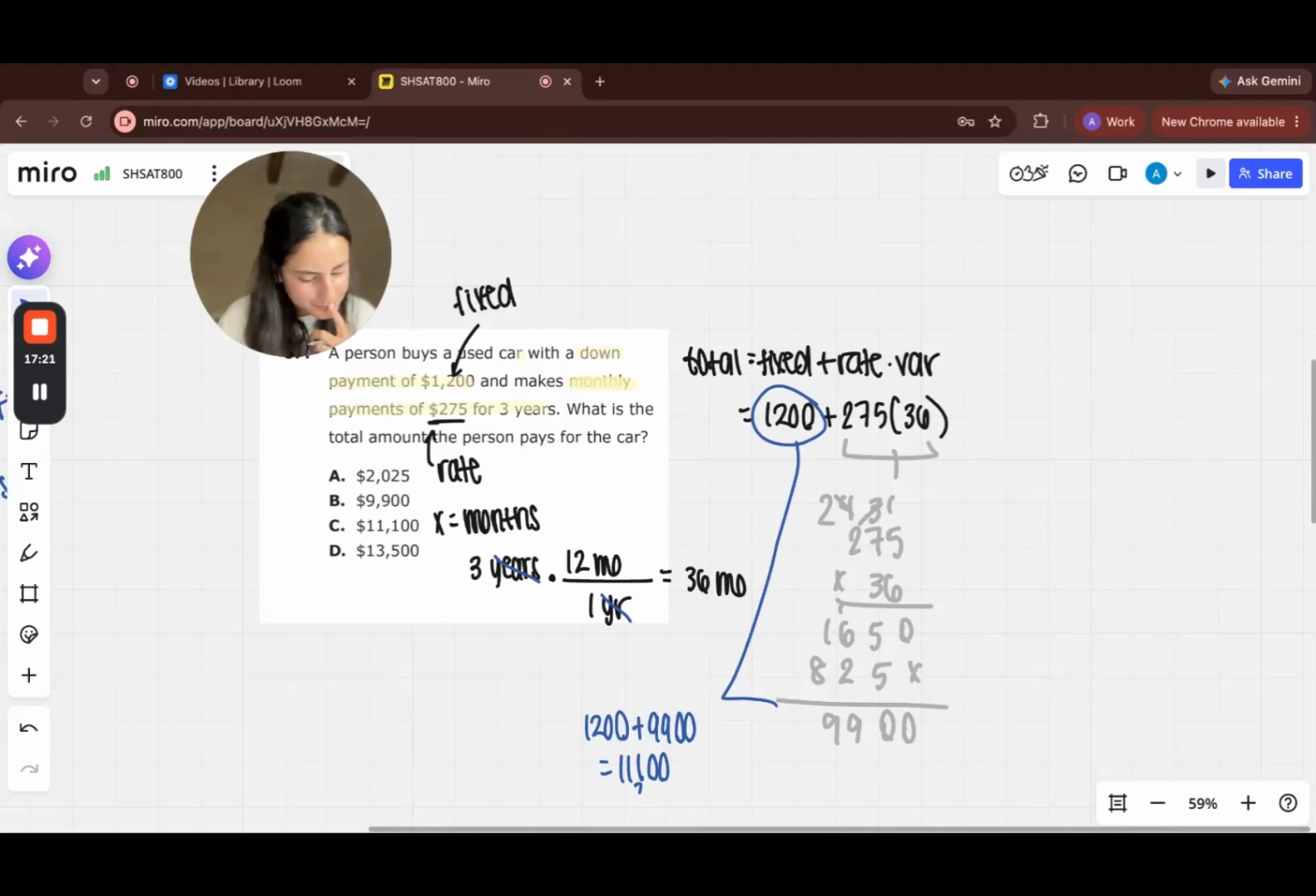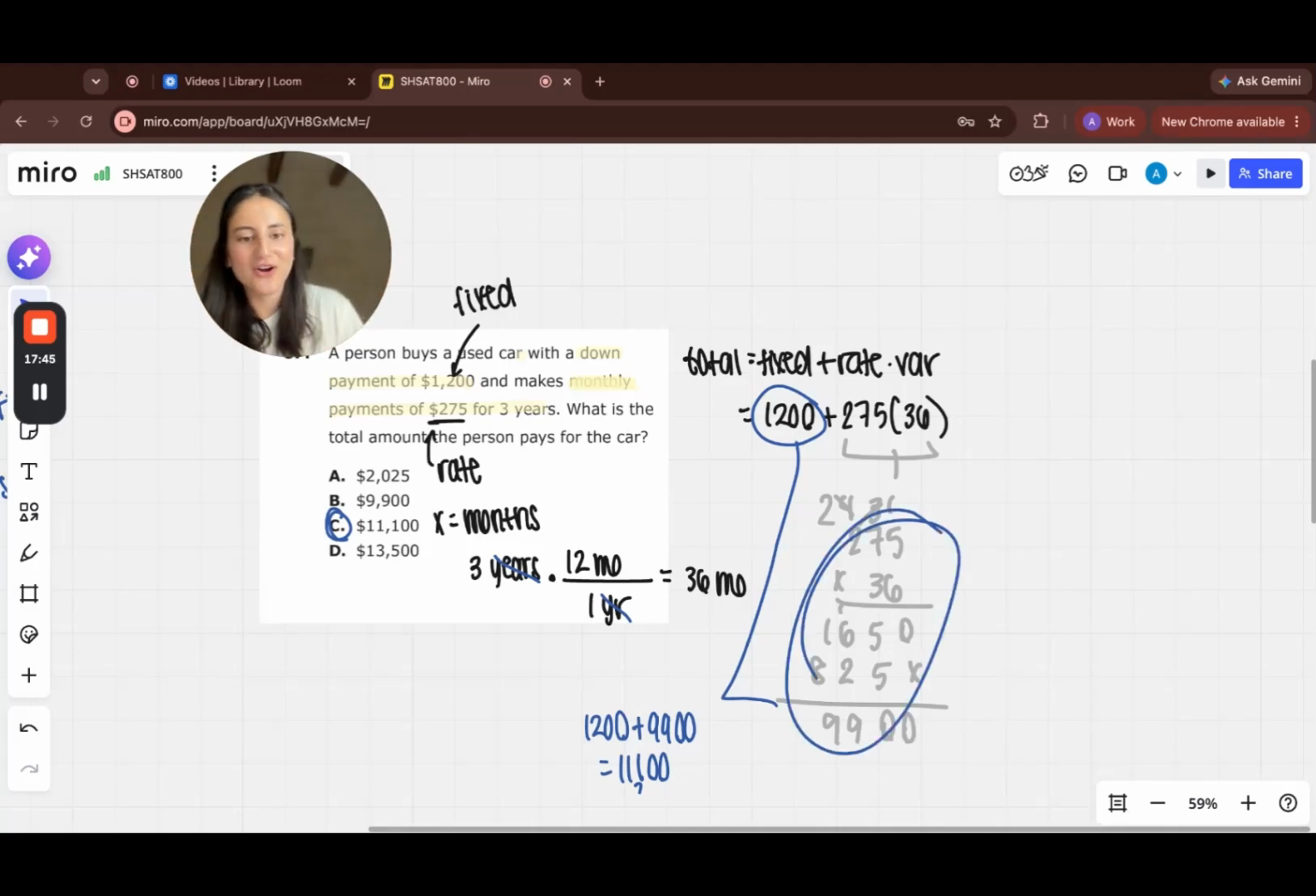Oh, wait. What did I look at? That's wrong. Okay, no, that is correct. Okay, perfect. So the correct answer is going to be C, 11,100. I always recommend students continuously rewrite the equation or expression as they simplify, just because it's easy to think, oh, I did all this multiplication over here, I'm done, and you select B as the answer when it's actually C, once you add the fixed amount on top of that.